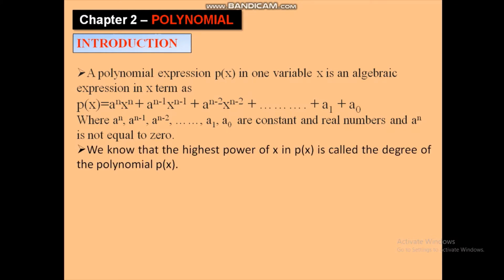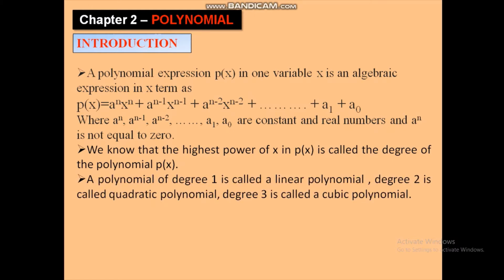Now we know that the highest power of x in polynomial p(x) is called the degree of the polynomial. On the basis of degree, polynomials can be classified as linear polynomial, quadratic polynomial, cubic polynomial, and so on. A linear polynomial is of degree 1. A degree 2 polynomial is called a quadratic polynomial. A degree 3 polynomial is called a cubic polynomial.